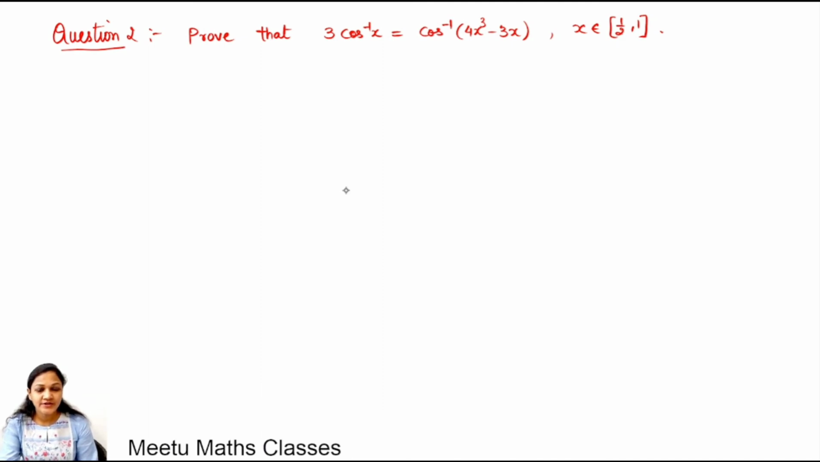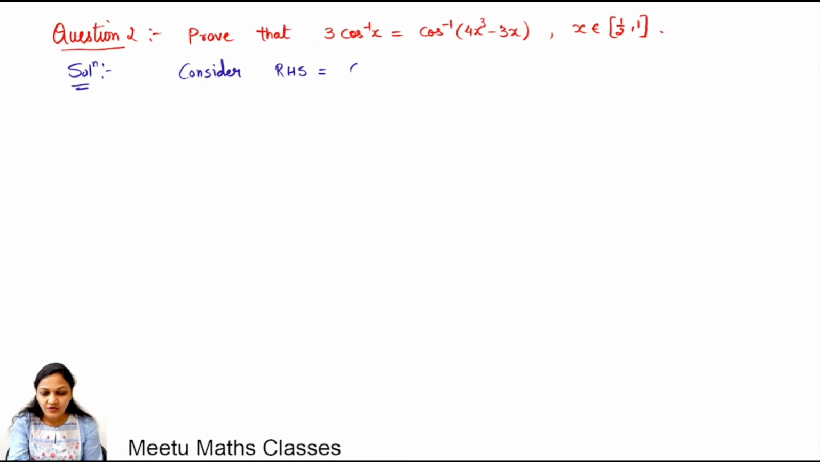Your second question is, prove that 3 cos inverse of x is equal to cos inverse of 4x cube minus 3x, where x lies in the closed interval half to 1. Now to prove this identity, let us consider our right hand side, because the right hand side is quite complicated. So the right hand side will be cos inverse of 4x cube minus 3x.